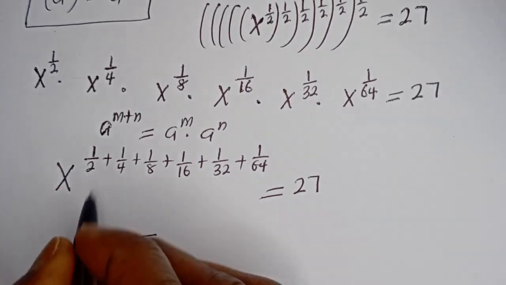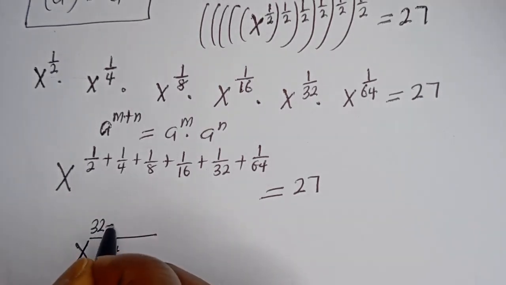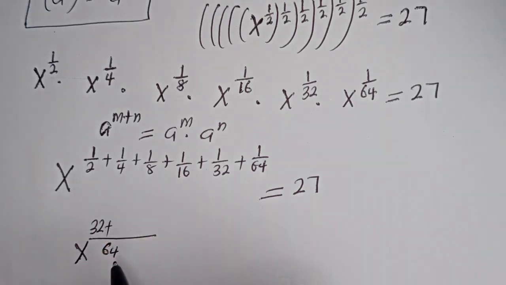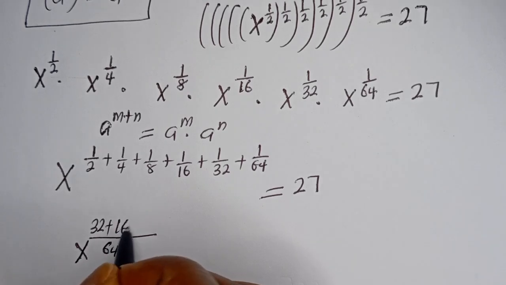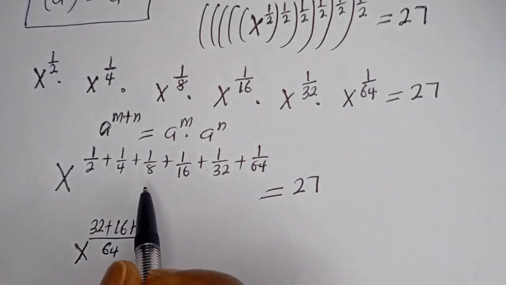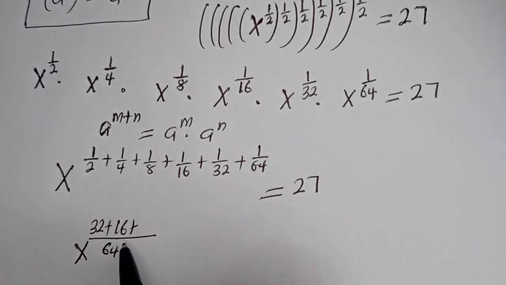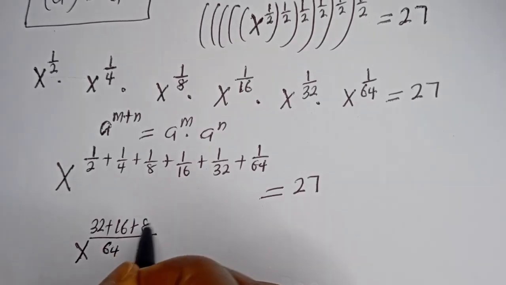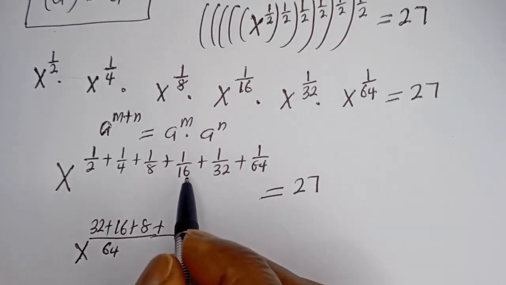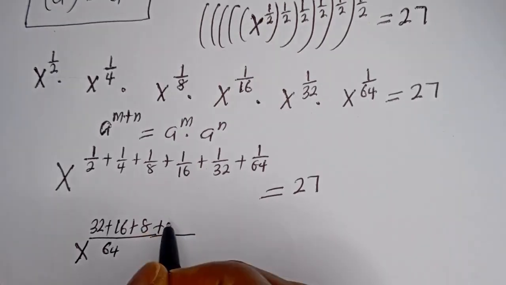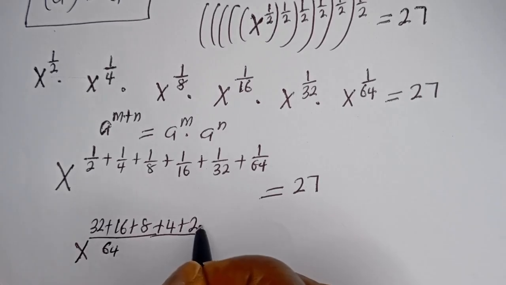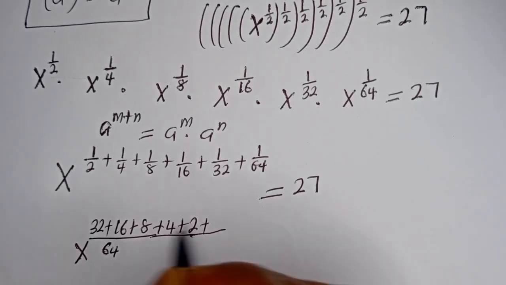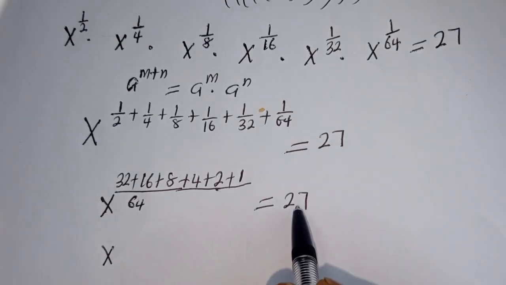Here we have s to the power of, the LCM is 64. Then 2 in 64, that is 32 times 1, we have 32 plus 4 in 64, that is 16 times 1, that is 16, plus 8 in 64, that is 8 times 1, we have 8 plus 16 in 64, that is 4, plus 32 in 64, that is 2, plus 64 goes into 64, that is 1, we have 1, is equal to 27.